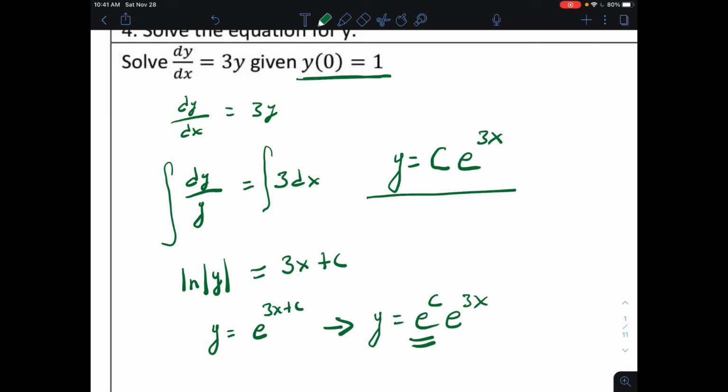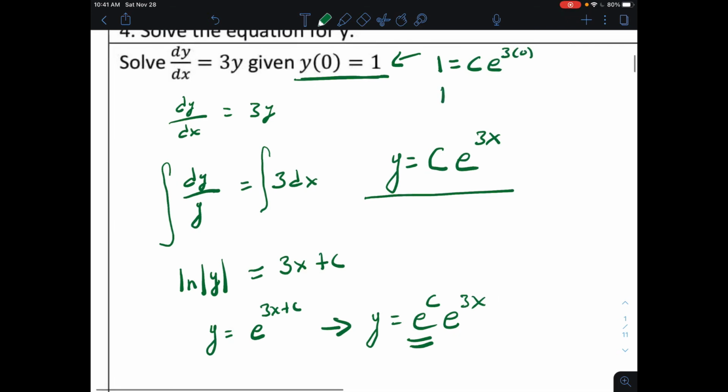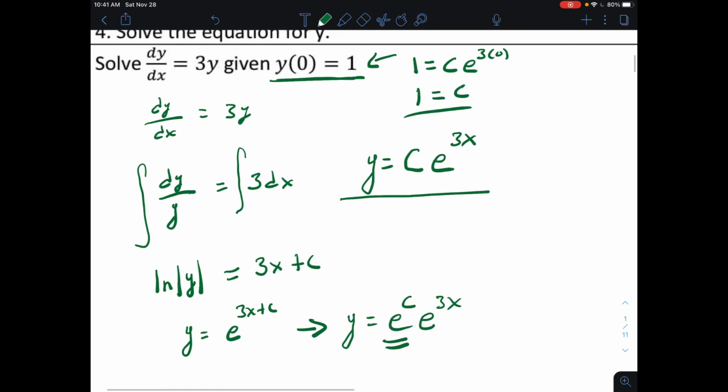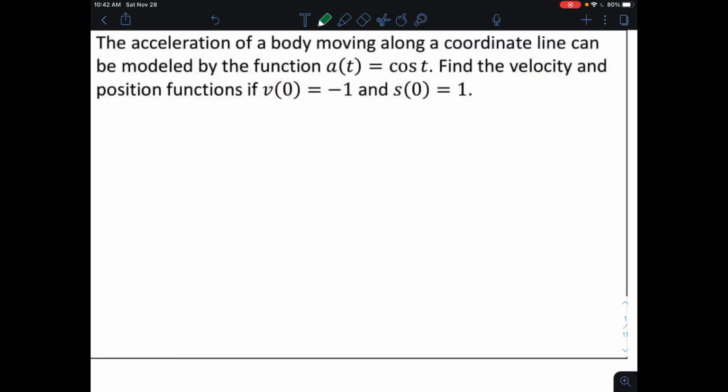Now, we're going to find the particular solution based on this initial condition, which says when you put in 0 for x, you have to equal 1. So we're going to put that in. So we have c times e to the 3 times 0. And we solve, we wind up getting c to equal 1. Which means that our particular solution, our actual solution, would be y is equal to 1 times e to the 3x power. All right, let's look at another example here.